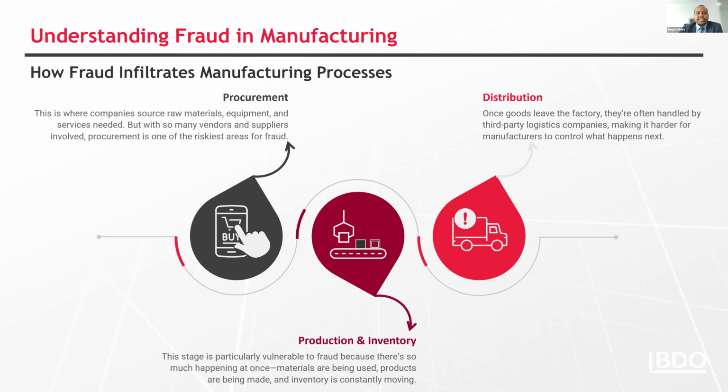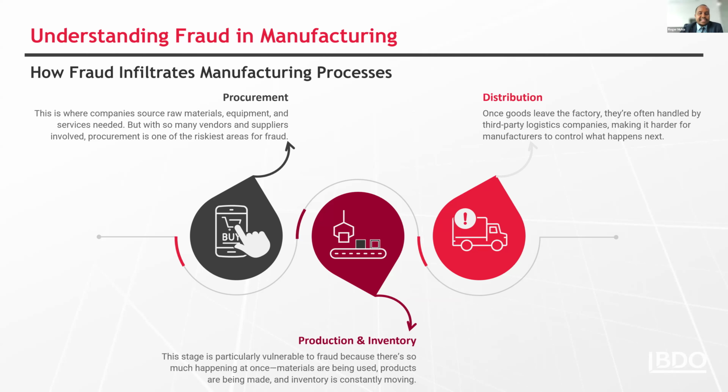Now let's go a bit deeper and look at how fraud infiltrates manufacturing processes. Usually when we think about fraud in manufacturing, it's easy to assume that it's confined just to financial misreporting or theft. But in reality, fraud can infiltrate almost every part of the manufacturing process, from the moment the raw materials are ordered to the time a finished product leaves the warehouse. There are three main stages where manufacturing companies are vulnerable to these forms of fraud that we've just discussed. The first one is procurement.